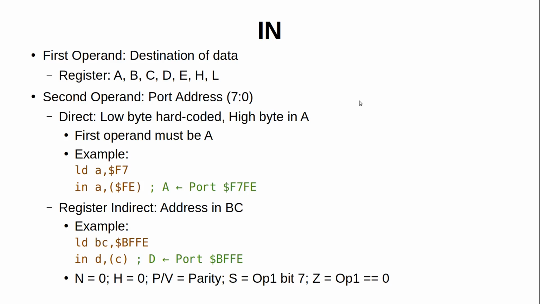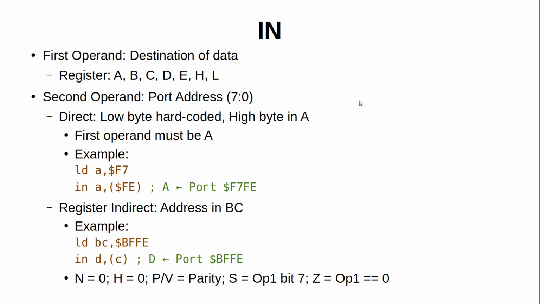To do this, we can use the IN instruction, which has two arguments. Like the load instruction, the first argument is the destination of the read value, which in this case needs to be an 8-bit register. The second argument is the port address, specifically the low byte of the port address. The high byte of the port address is implied by the addressing mode of the second argument, which will either be a hard-coded address or the C register, in parentheses in both cases.